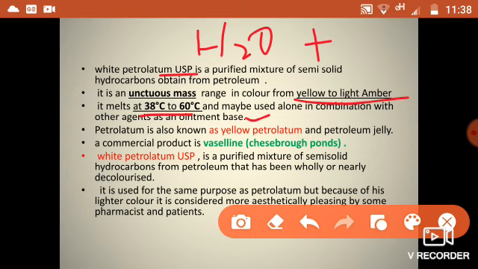Okay. Petrolatum is also known as yellow petrolatum. So the appearance of yellow petrolatum is yellow, and it is petroleum jelly.